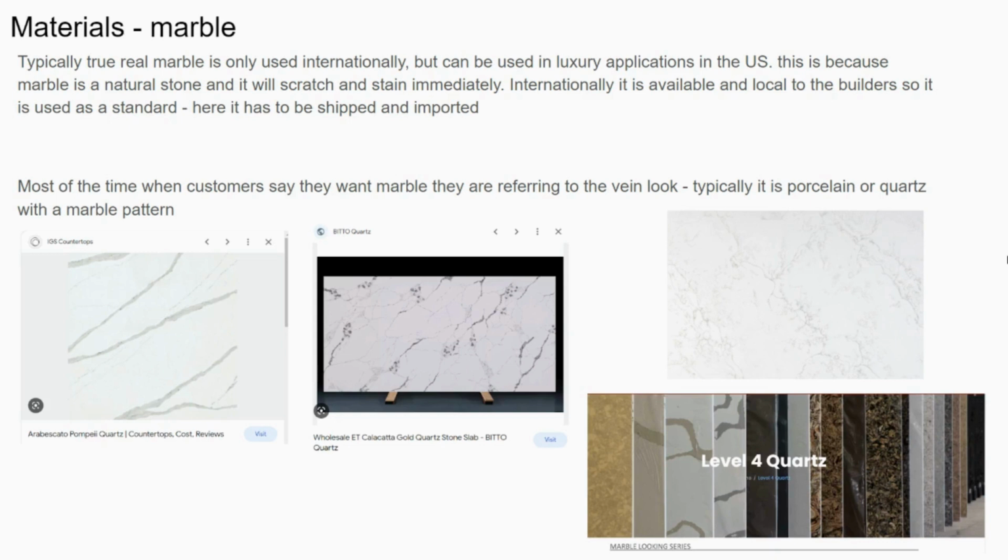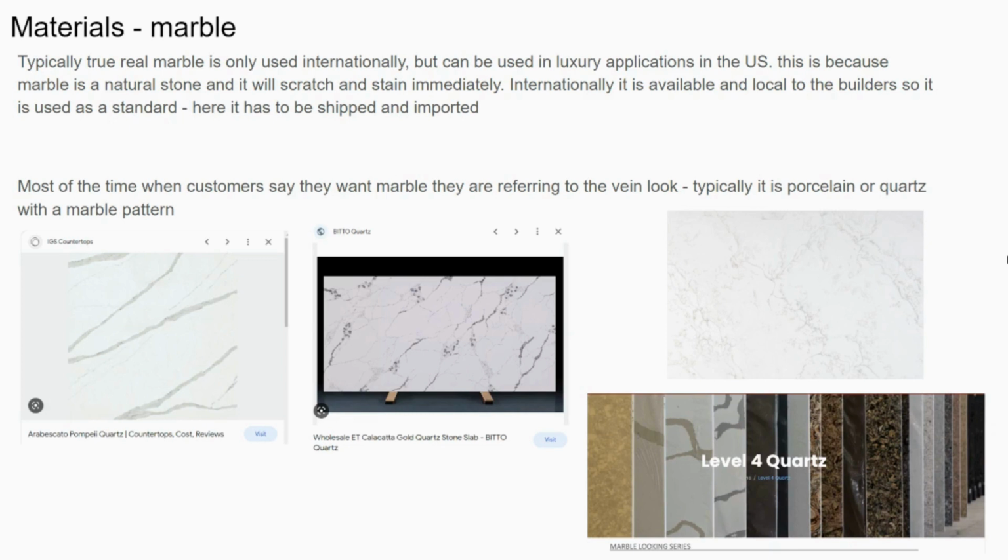Internationally, they don't care about that because it's local to them, so it's just like a commonly used material for them. So you'll see scratched up and stained marble everywhere, kind of the same way that in the United States you'll see scratched up and stained concrete everywhere. So most of the time, even when you're dealing with luxury, if your client does not specifically tell you that they want to order real, true marble and have it flown in from Italy, they're not talking about marble.